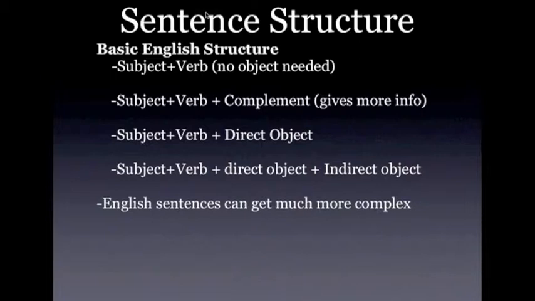We also have subject plus verb plus direct object plus indirect object. I am giving a gift to Cindy. I is my subject. Am giving is the verb. A gift is the direct object. To Cindy is the indirect object. Of course, English sentences can get much more complex than this, but we're just trying to get our feet up under us for the basics of grammar.